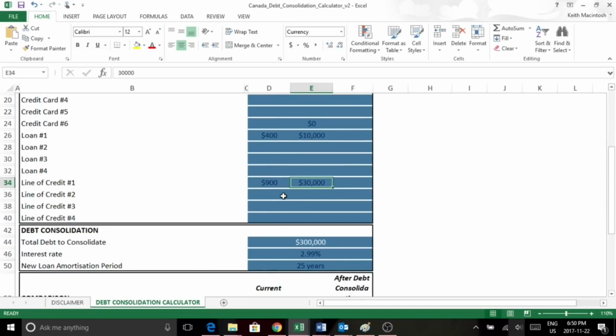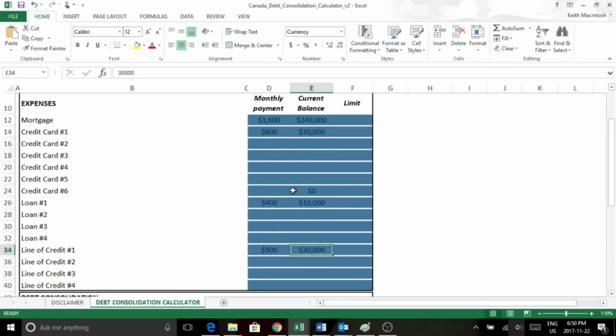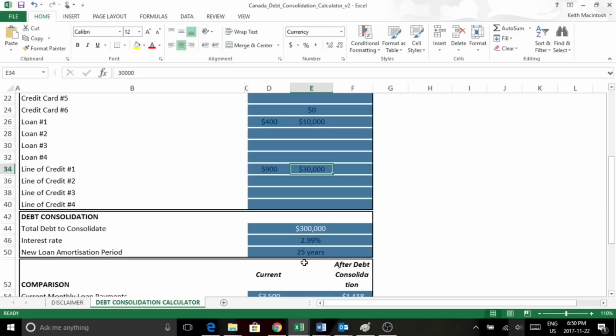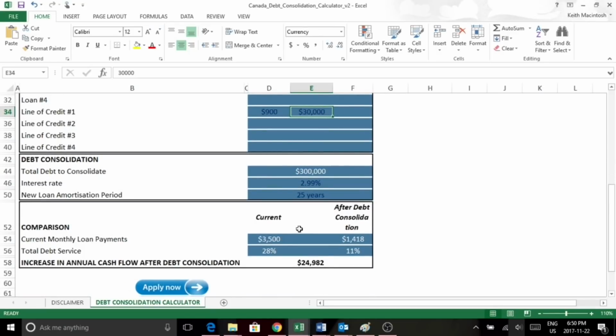And what I propose is that you refinance those payments back into your mortgage. So you have a current balance of $300,000 on your mortgage. I've got an example here of 2.99% over 25 years. So it shows you the current monthly payments, $3,500 a month, versus potentially a $1,400 monthly payment. So as you can see here, what we'd like to do is say, what can we do with this extra $2,100 a month?